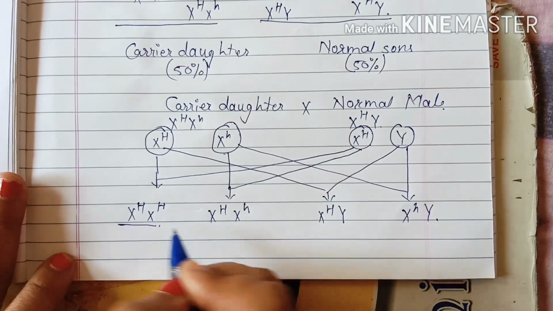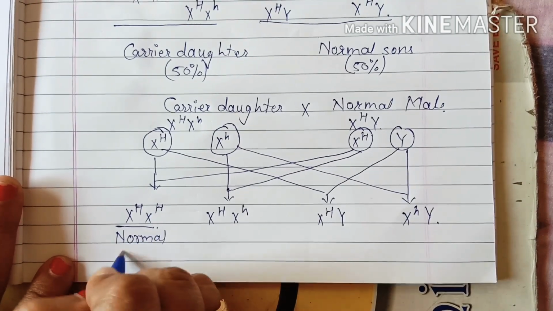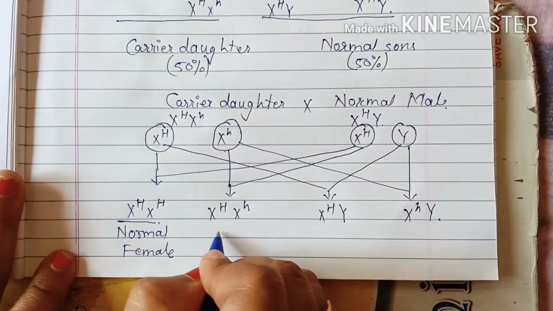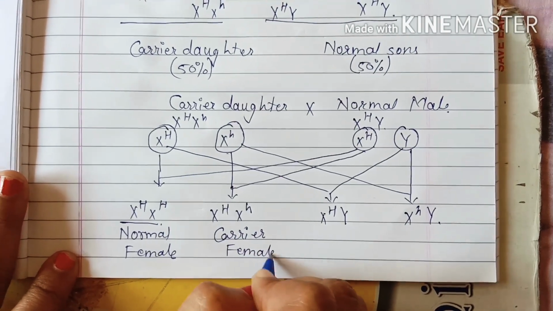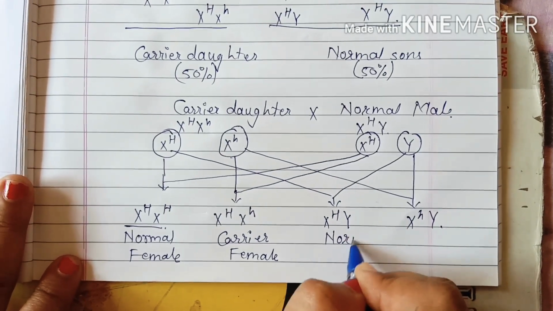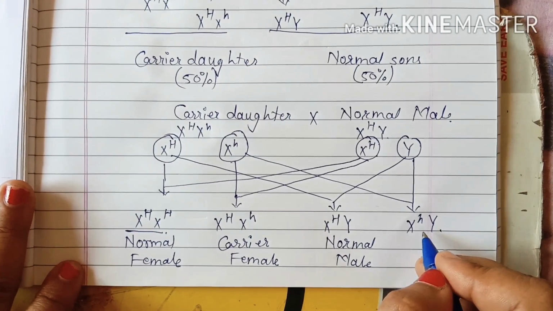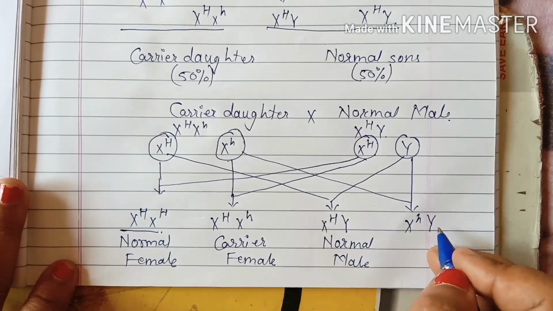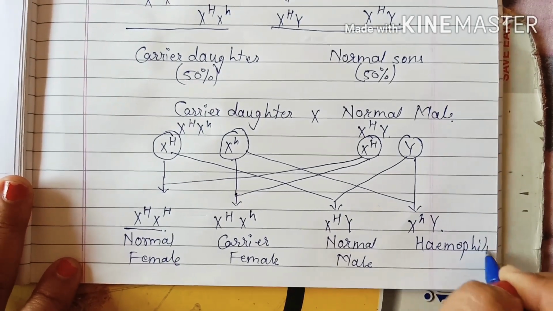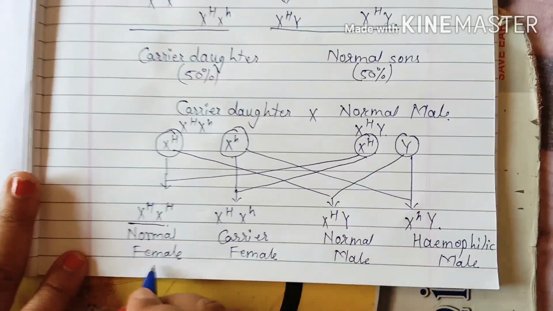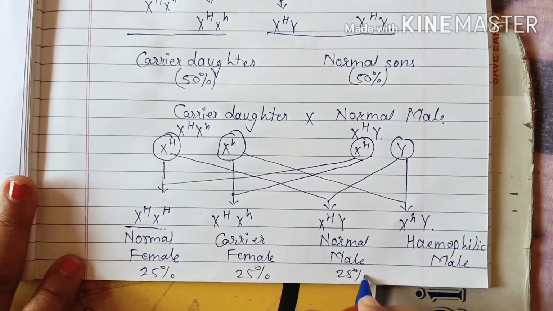So this is the combination for a normal female. This is the combination for a carrier female. Here the combination is for a normal male. And here the combination is for a hemophilic male. So 25% of the combination is the result.